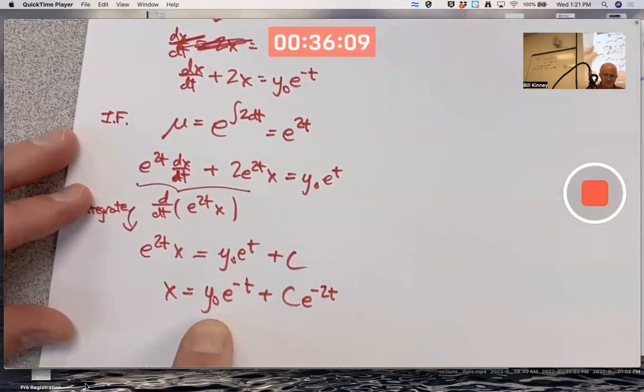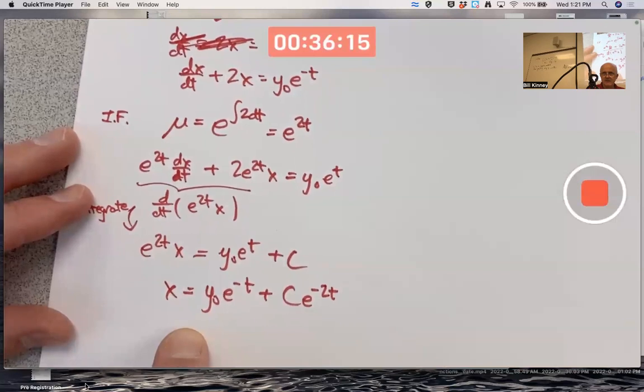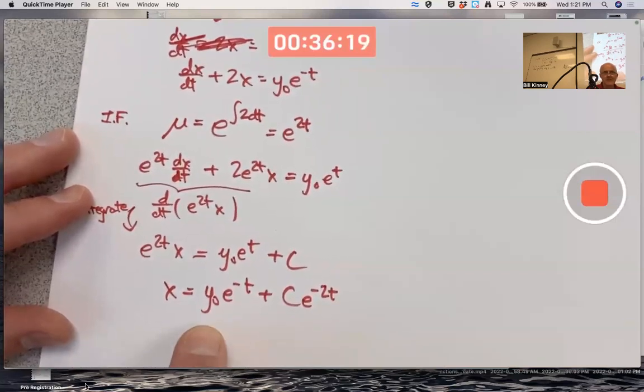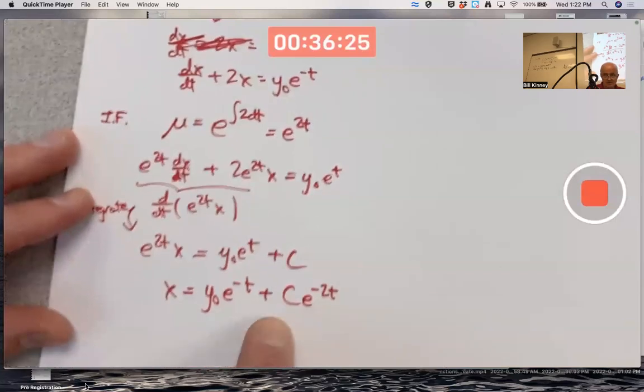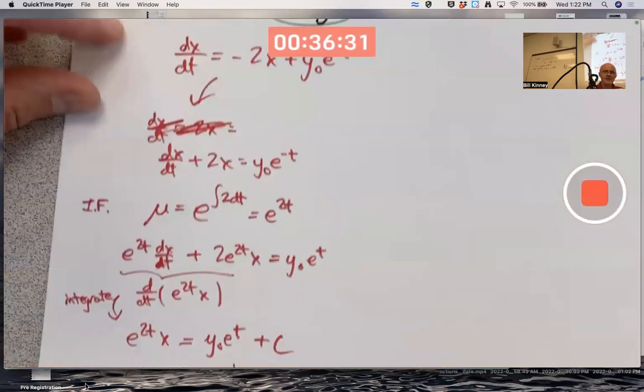Don't be scared off by the fact that there's a y there. Okay, this is how x depends on t. y0 is a specific number. It's the initial value of y. It can be in there. I do want to still solve for c, though. This is my general solution of this equation.